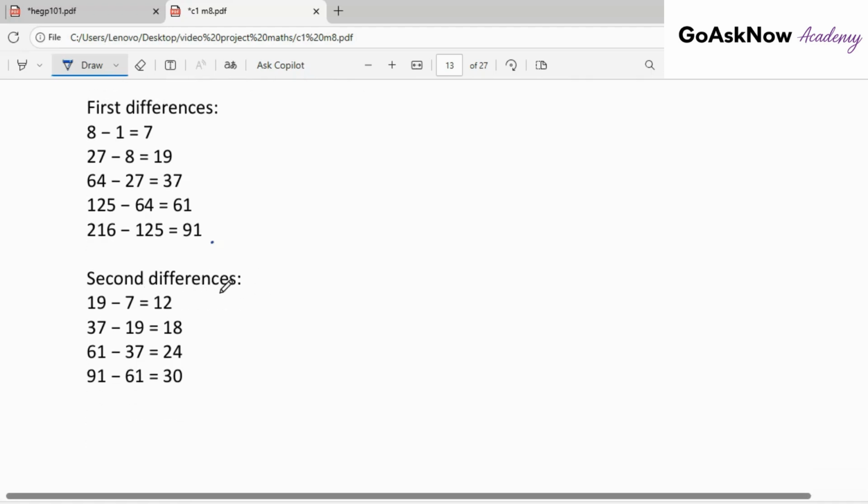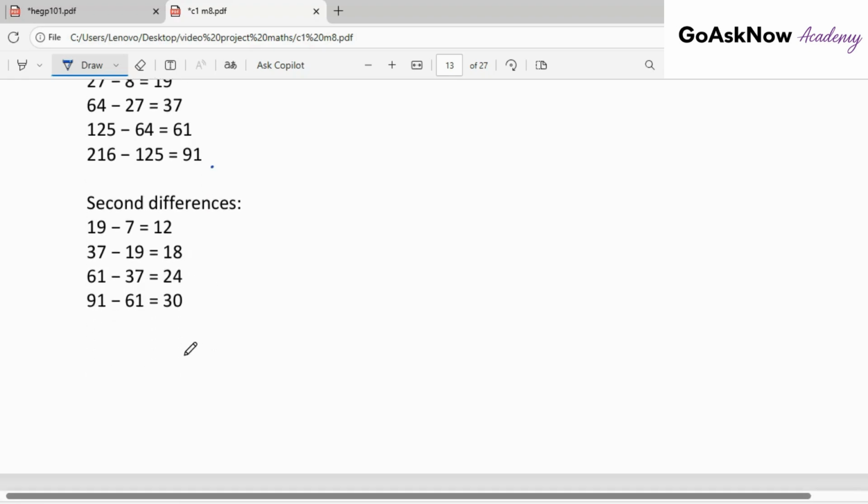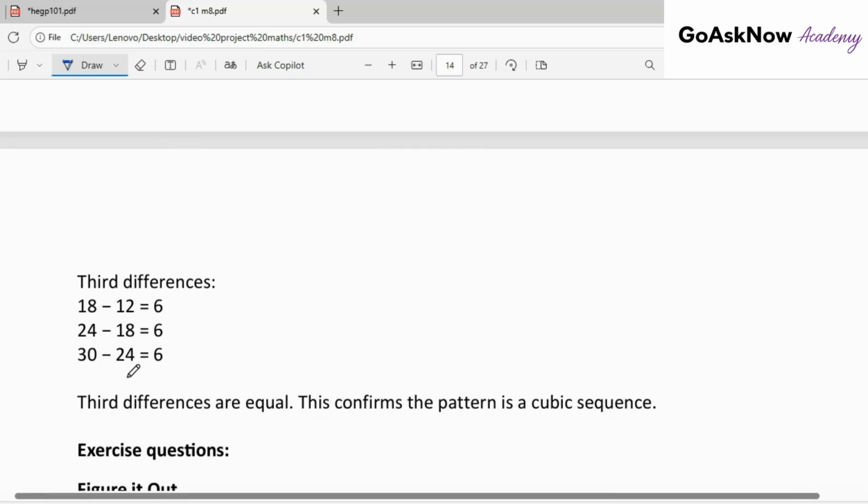The difference between the second differences: 19 minus 7 is equal to 12. 37 minus 19 is equal to 18. 61 minus 37 is equal to 24. And 91 minus 61 is equal to 30. Now the third difference: 18 minus 12 is equal to 6. 24 minus 18 is equal to 6. And 30 minus 24 is equal to 6. Third differences are equal. This confirms the pattern is a cubic sequence. This is the answer.